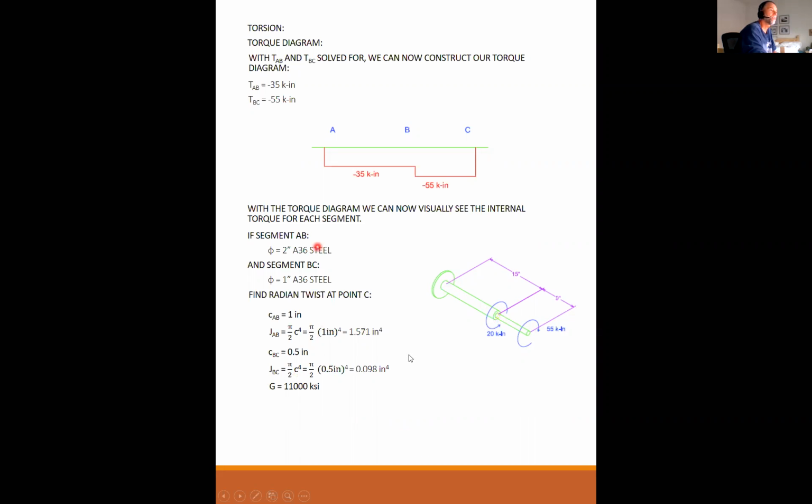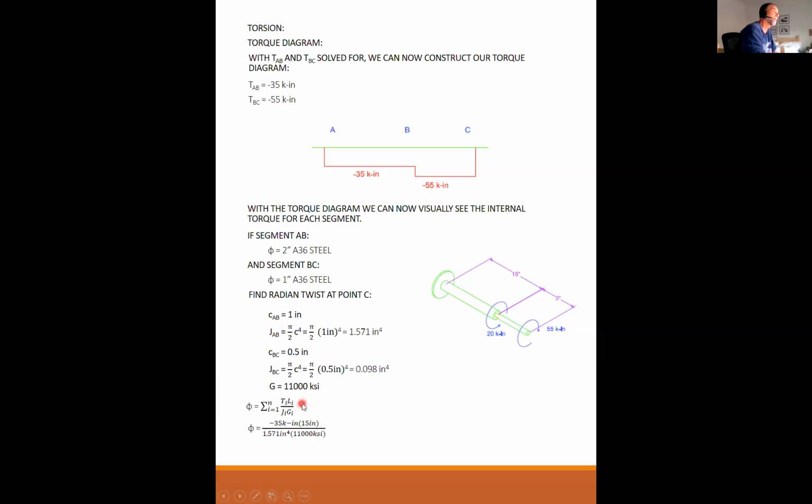For A36 steel, we already found the modulus of rigidity is 11,000 KSI. And so I use my sum of the segments. So phi, the twist, is minus 35 kip inch times 15 inches over my J of 1.571 inches to the 4th, and also over 11,000 KSI. This is i equal to 1. So this is my first segment.